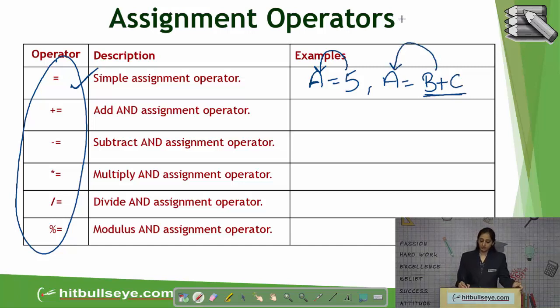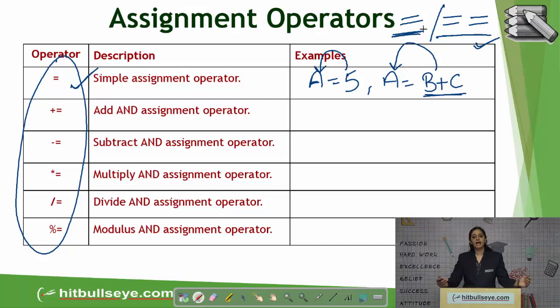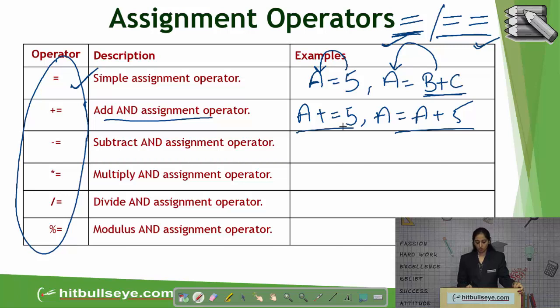There is a basic difference between the assignment operator and the equal to operator. This is the assignment operator and this is the equal to operator, right? When checking whether A is equal to B, we use this operator. If we say A equal to 5, or the value of A is assigned as 5, we use this type of operator. Now let's move to the add and assignment operator. It says A plus equal to 5; it means either we can write it like this or we can write it like this.